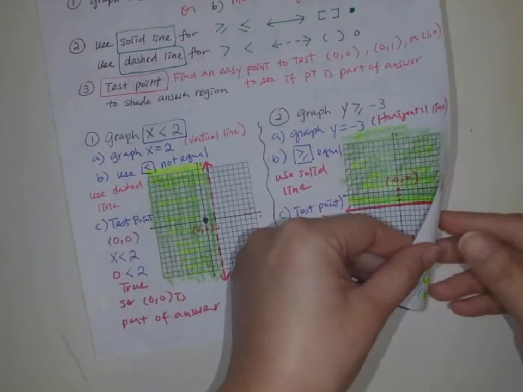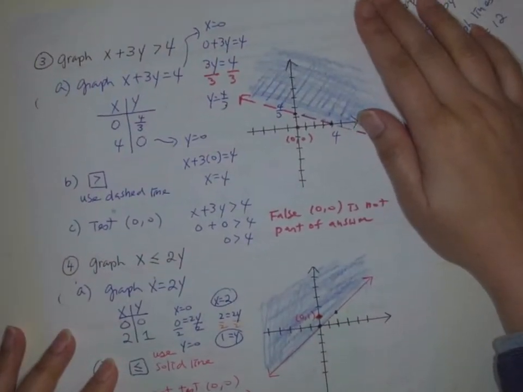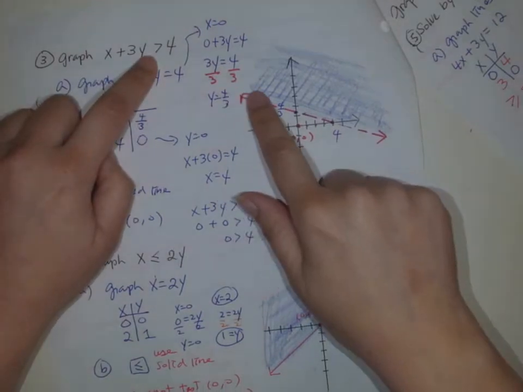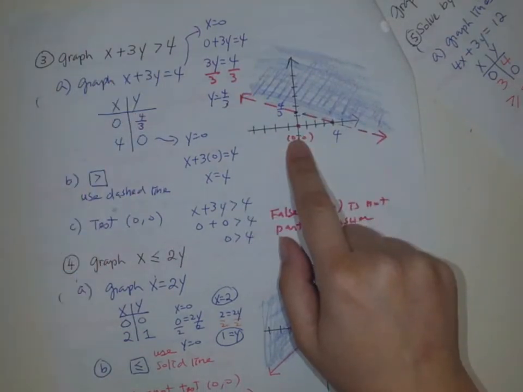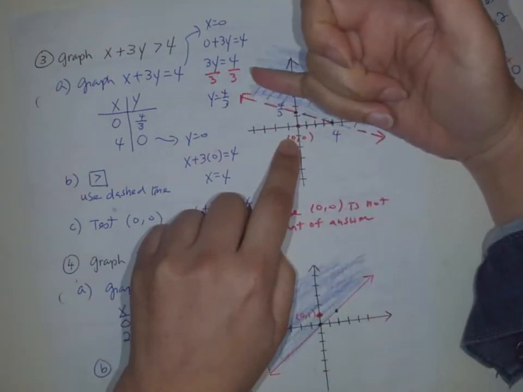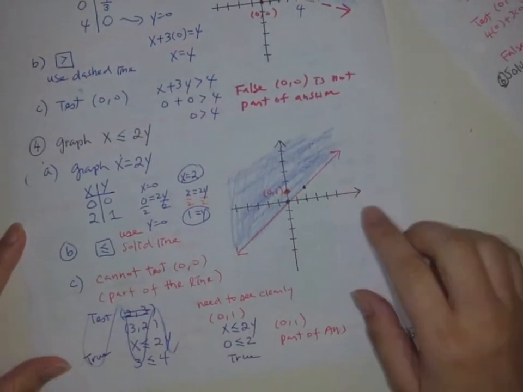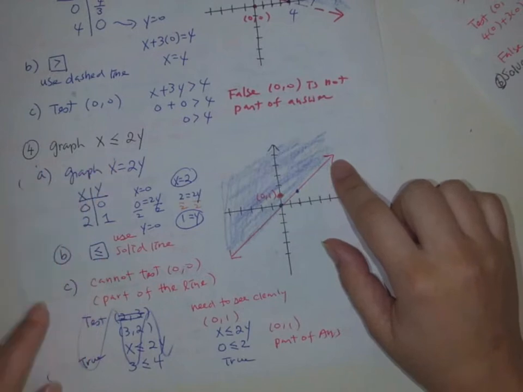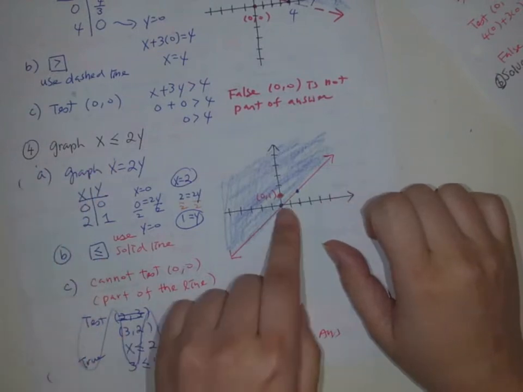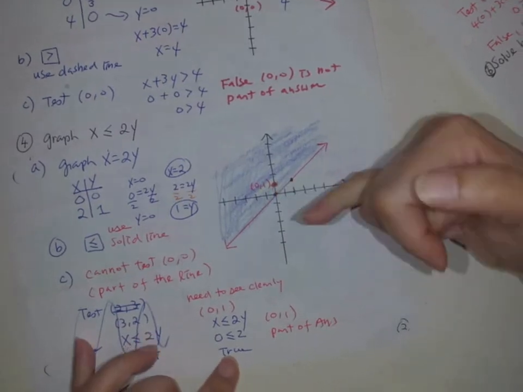And then after that, we did some that are not vertical or horizontal lines, such as this one. Number 3 is a dash line. We test 0, 0. 0, 0 is a false statement, so we shade the region that does not include 0, 0. And the next one, we have a solid line with equal. We couldn't test 0, 0 because 0, 0 is part of the line, so we pick another point somewhere that's easy to plug in, and we end up with a true statement, so this point is part of the answer.